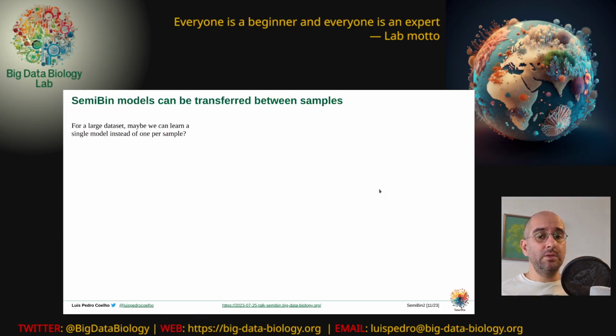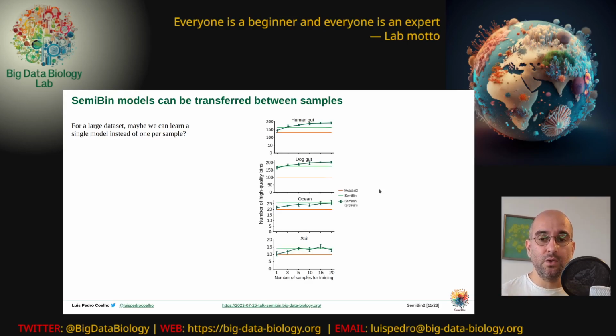So the first idea was, okay, we have a model, but maybe we don't need to learn a model for every single sample. If we have 100 samples in our data set, maybe we can learn a model from one sample and then apply it, or maybe learn it from a handful of samples and then apply it, but pay this computational cost a single time.